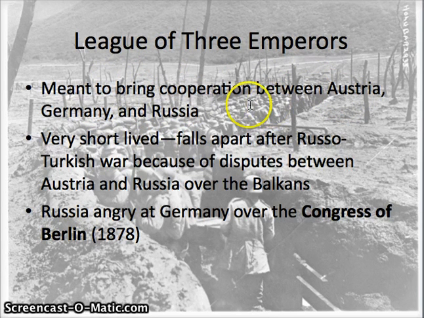Okay, again, this is short-lived, and this is because Austria and Russia are both interested in territories in the Balkans because the Ottoman Empire is declining and there's this territory sort of up for grabs, and both Russia and Austria are interested, so this is going to cause a lot of tension.